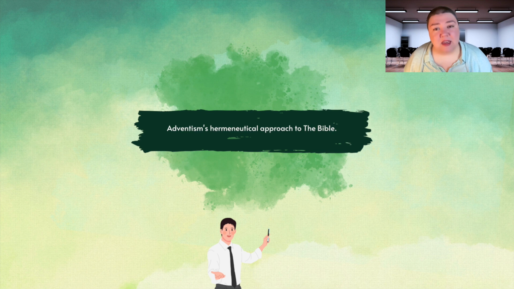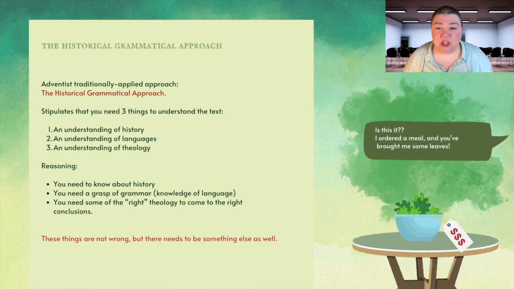So, let's take a closer look at Adventism's hermeneutical approach to the Bible. The traditionally applied approach is called the historical grammatical approach. The historical grammatical approach stipulates that you need three things in order to understand the text. 1, you need an understanding of history. 2, an understanding of languages. And 3, an understanding of theology.